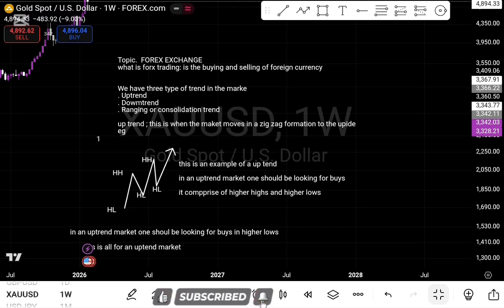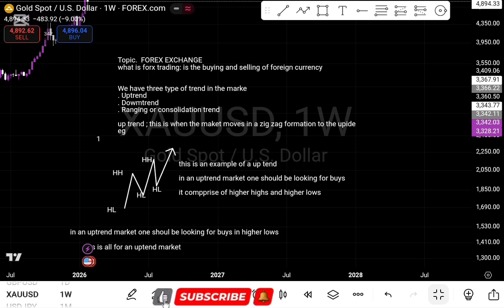What is Forex exchange? When someone says Forex exchange, what do they mean by that? It simply means the buying and selling of foreign currency, the transaction of different currencies. The euro buys the Japanese yen, the Britons sell the US dollar. Once transactions are being made in foreign currency, that's what is simply meant by Forex exchange.